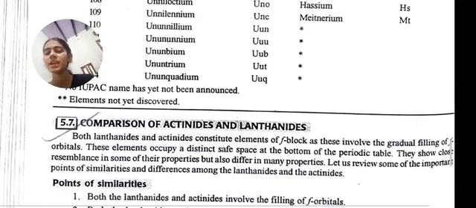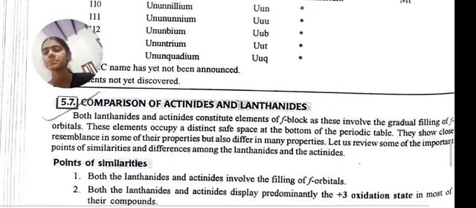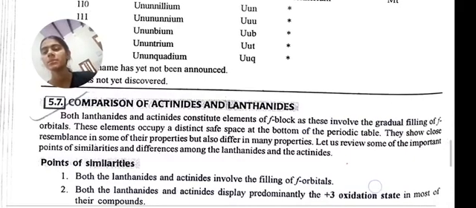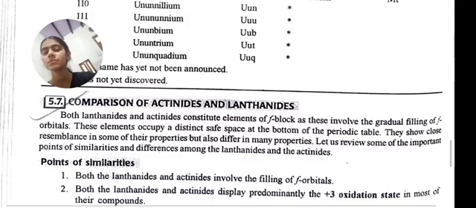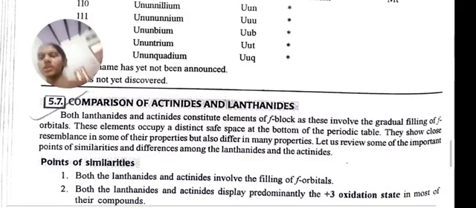Comparison of actinides and lanthanides. Both lanthanides and actinides constitute the elements of the f block, as these involve the gradual filling of f orbitals. These elements occupy a distinct space at the bottom of the periodic table. They show close points of similarities and differences between the lanthanides and the actinides.